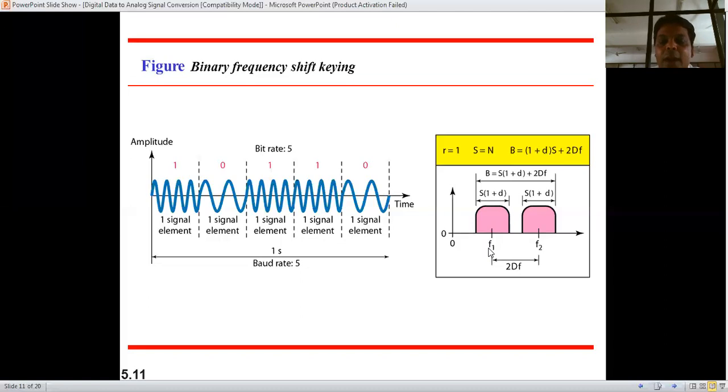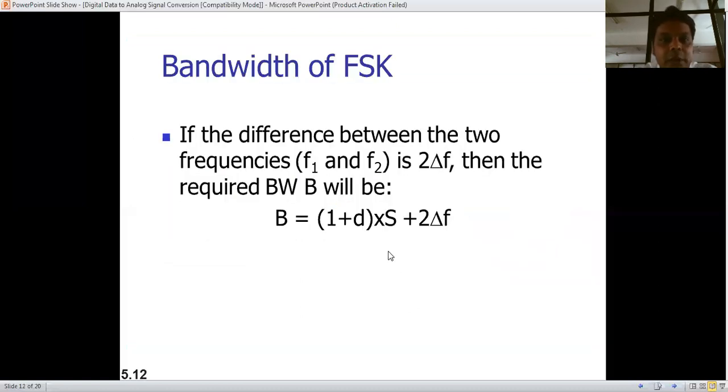Okay, so f1 is the middle frequency of the first channel, f2 is the middle frequency of the second channel, and the difference between the middle frequencies of both channels gives me this value, 2 delta f. So in frequency shift keying, if the difference between two frequencies is 2 delta f, then the required bandwidth is calculated as (1 + d) × s + 2 delta f.